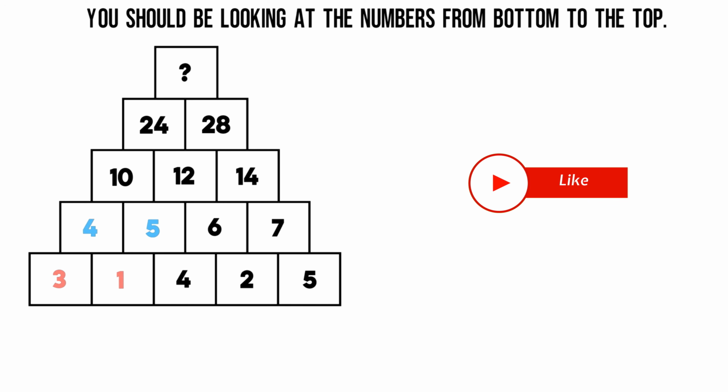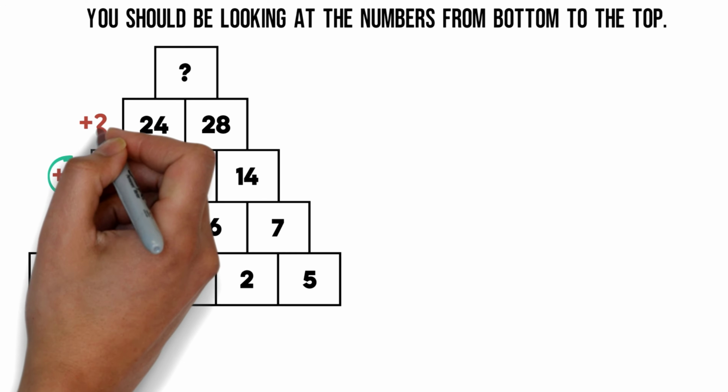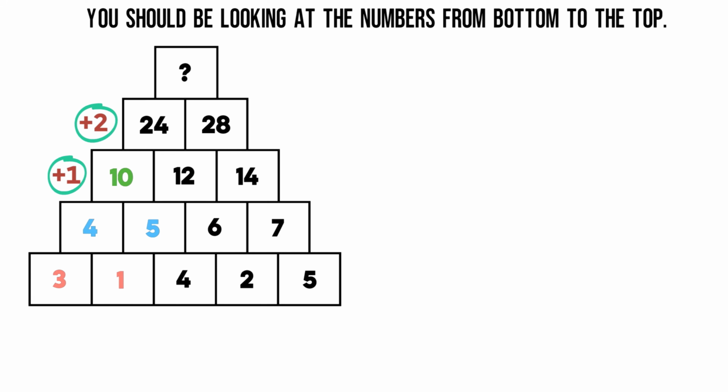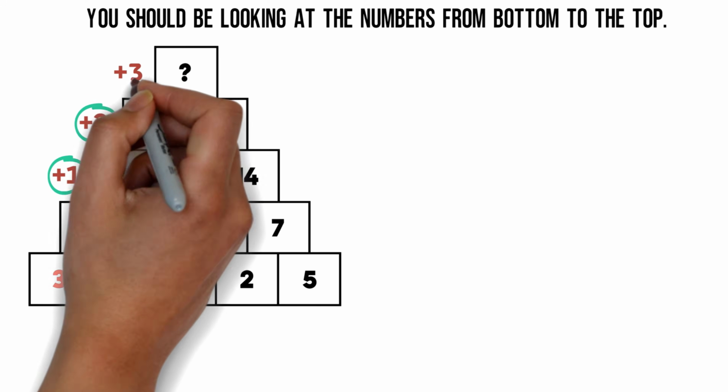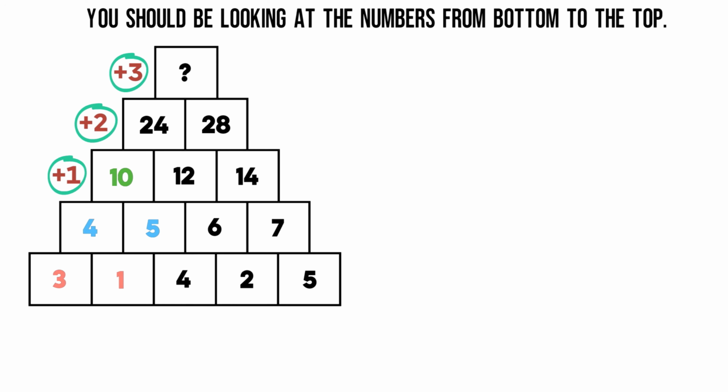If we go from the second row to the third row, you see that the 4 and 5 do not necessarily add up to 10. 4 and 5 adds up to 9, and then you need to increment it by 1. If you go to the next layer, you need to increment it by 2. And then in the final row, you need to increment it by 3. So the correct answer here is choice 55.